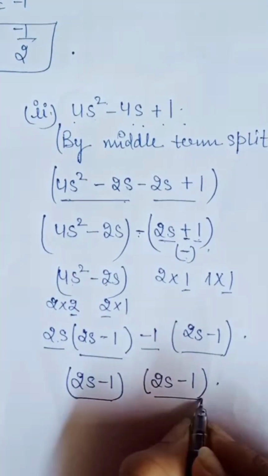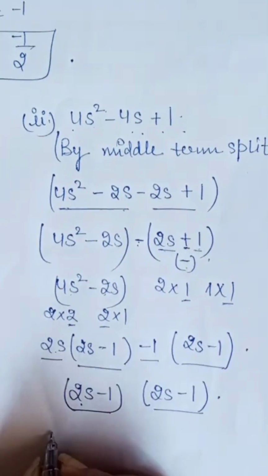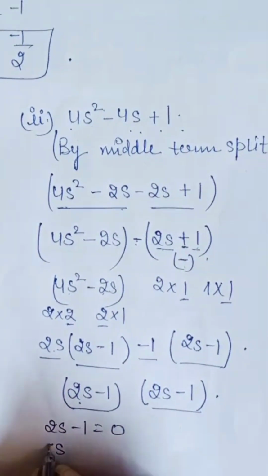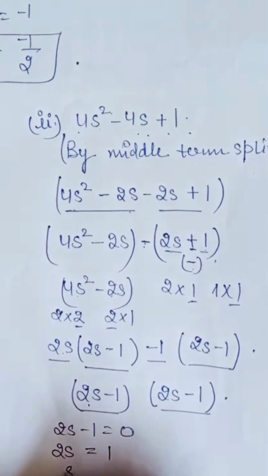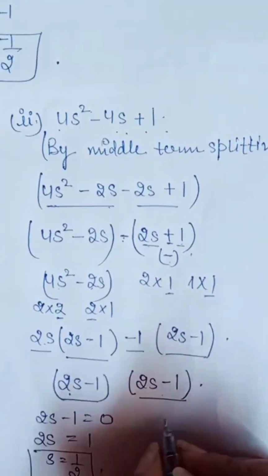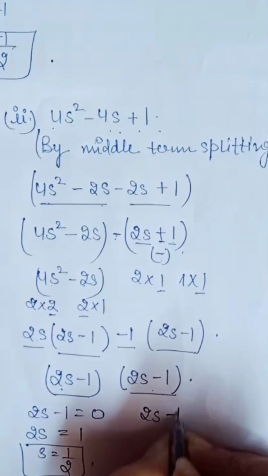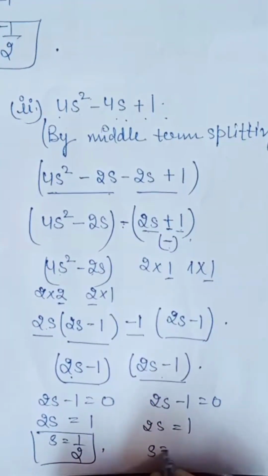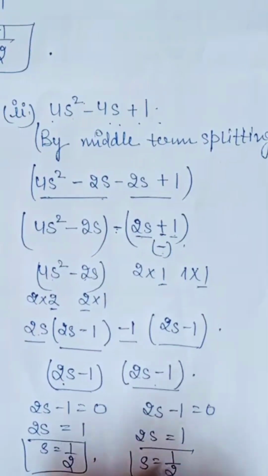Now take out the zeros. For this bracket, 2s minus 1 is equal to 0, 2s is equal to 1 and s is equal to 1 by 2. Now for this bracket, 2s minus 1 is equal to 0, 2s is equal to 1 and s is equal to 1 by 2.